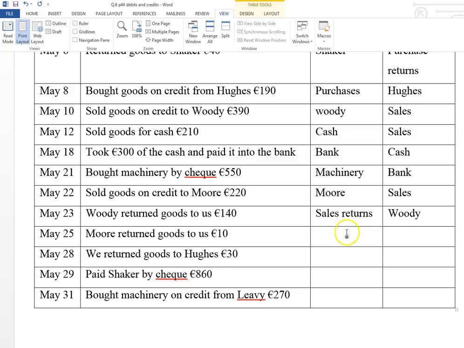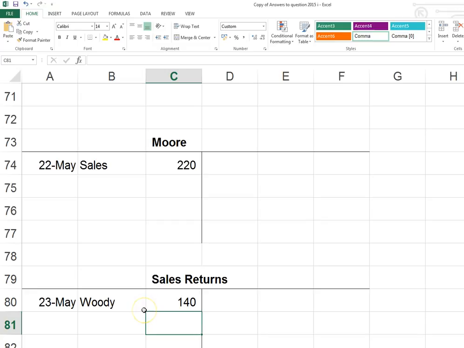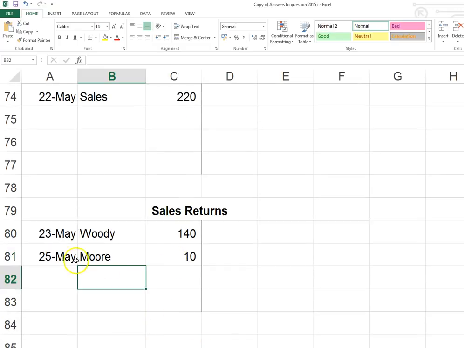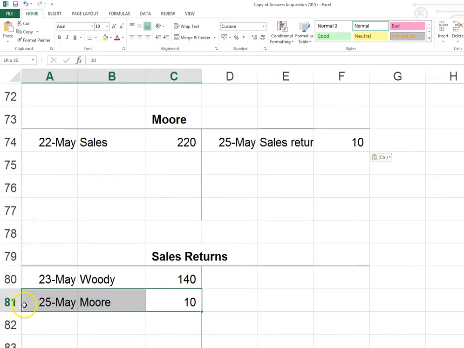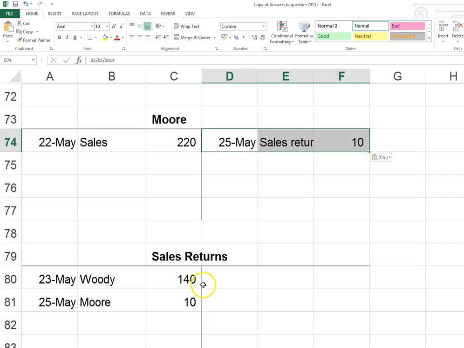Next, Moore returns goods to us, so same again, it's going to be sales returns, but instead of Woody, it's going to be Moore. So same account, he's the giver, and sales returns, we're receiving goods, so sales returns is that. So we come back here, we're going to find Moore and sales returns. Okay, here's sales returns. So we debit sales returns with €10. Here's Moore, just up above, and there's the €10. And you can see there's the debit, there's the credit, so always matching, always one side.